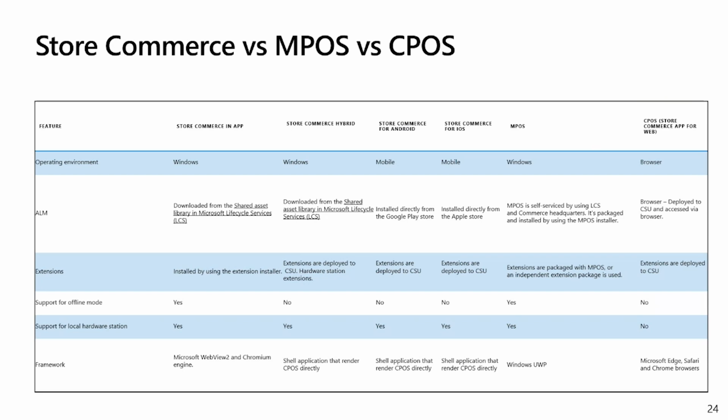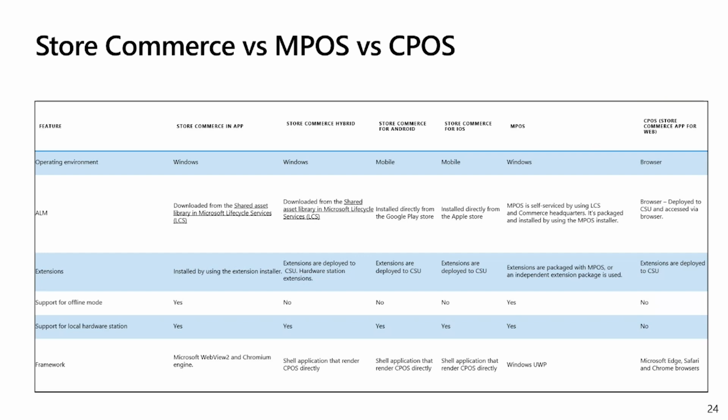Offline mode is supported in the in-app mode, just like the way it worked in MPOS. Offline is not supported for Store Commerce app in the hybrid mode and Store Commerce app for web. As far as the ALM is concerned, the Store Commerce app runs on Windows devices and can be downloaded from the LCS. So if you go to the retail self-service packages section in the asset library, you can find that file. If you're not able to find that file in the asset library, you can even import the file from the shared asset library.